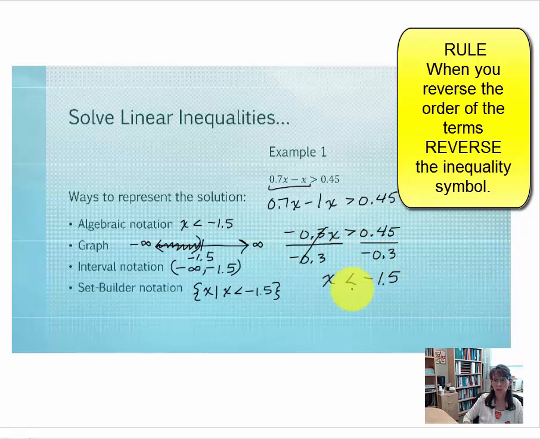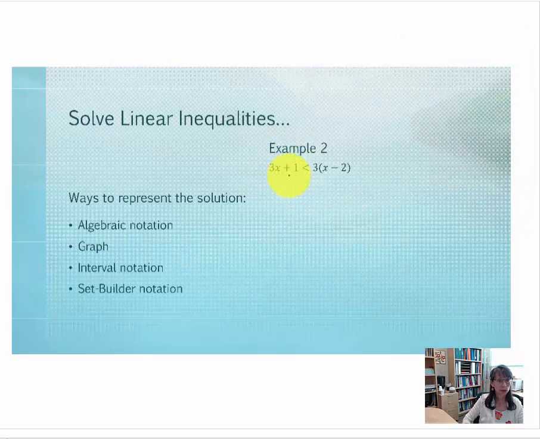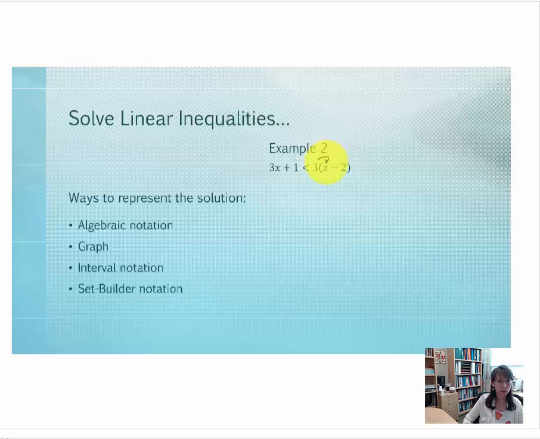For example 2, you'll notice that we have some parentheses, so we're going to need to distribute to figure out what all of our terms are. We've got 3x plus 1 is less than 3x minus 6. So I like to collect the variables on the left side of the inequality because that will make the graphing and interval notation easier to interpret.